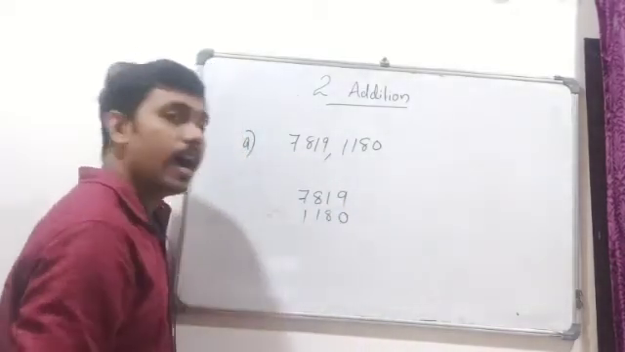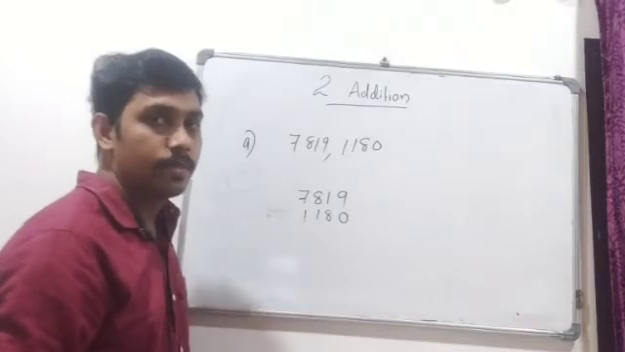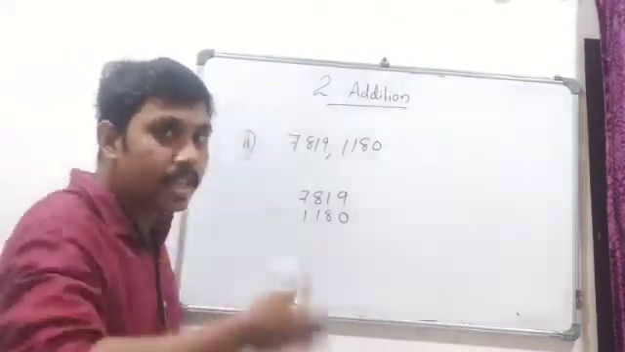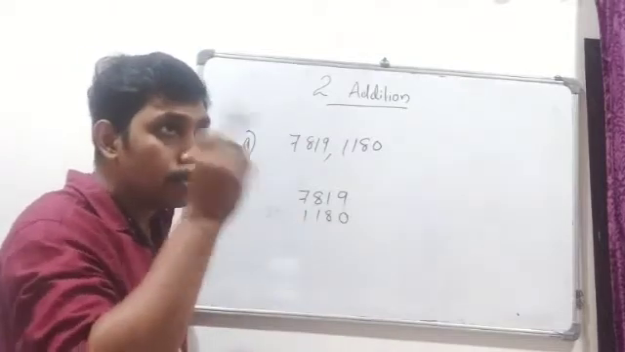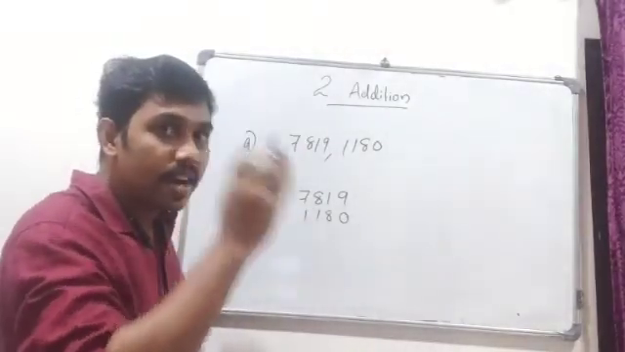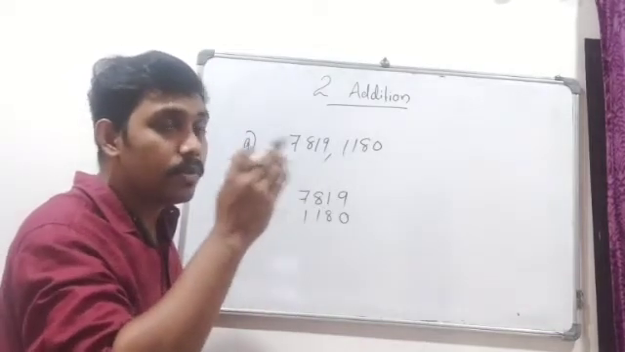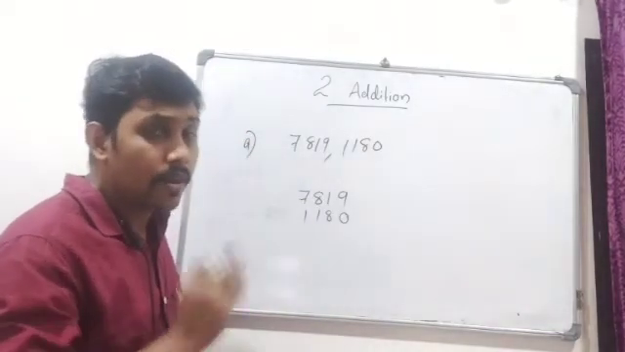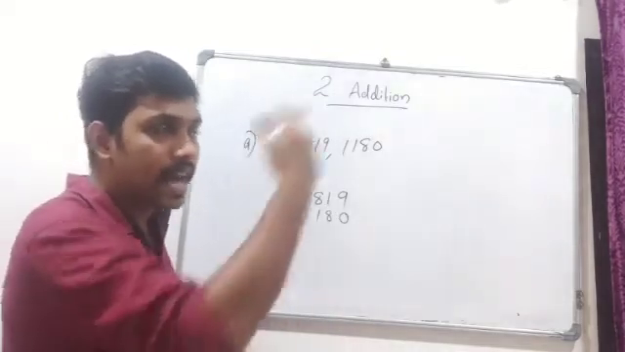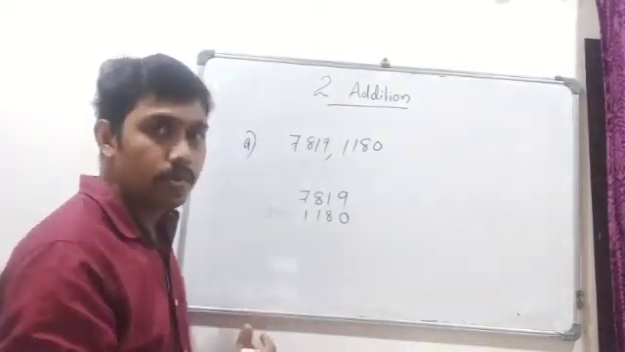So this is the arrangement. First we have to arrange the given numbers column-wise, that is vertically. We have to look very carefully and arrange the digits in the correct places. That is, you have to check the place values: in the ones place, the tens place, the hundreds place, and then the thousands place.